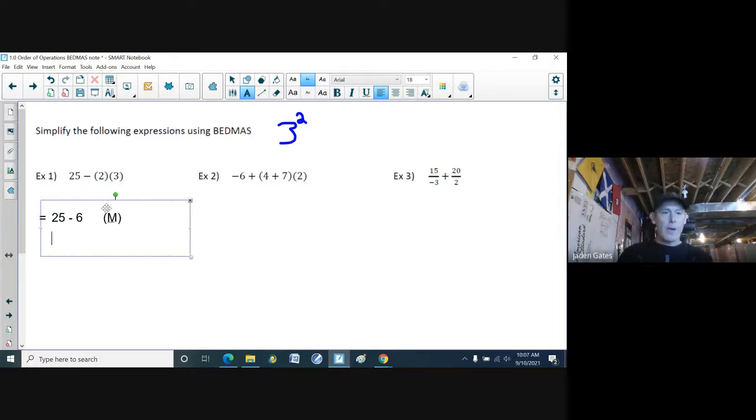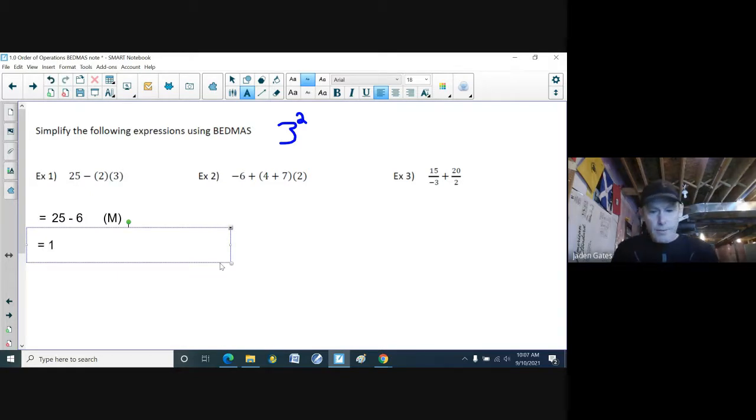All right, well, then my next step is to move on to the A and the S. And, well, I have 25 minus 6. And so if I take 25 and I minus 6, I get 19. And so I just did some subtraction.